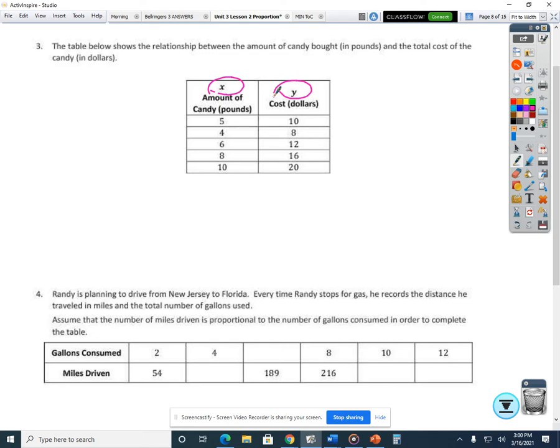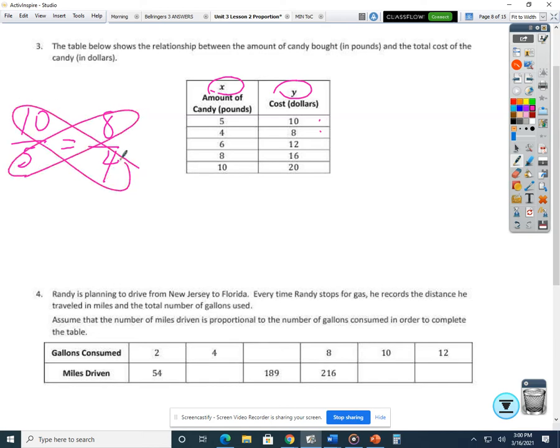We can cross multiply. Looking at our first two, that would give us 10 over 5 and 8 over 4, cost per amount of candy, making sure we have the same units on the top and the bottom. If we cross multiply, our means, 5 times 8 equals 40. Our extremes, 10 times 4 equal 40. Those are equal, so these two items are proportionate.